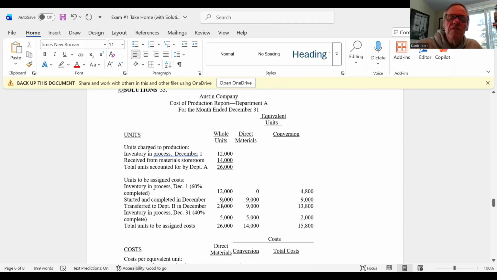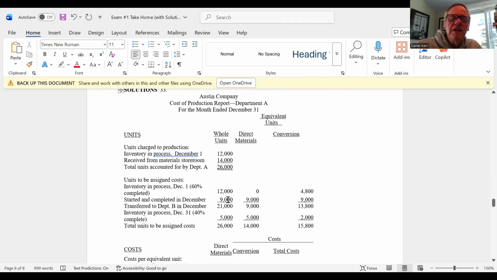But then when you do equivalent units, what you would have come up with is direct materials. Since materials were added at the beginning of the process, you had no direct materials added as far as the beginning inventory was concerned of work in process, because materials are added at the beginning of the process. And if they were 60% complete with regard to the last period, that means 40% were completed in this period. So 40% of 12,000 gives you 4,800.